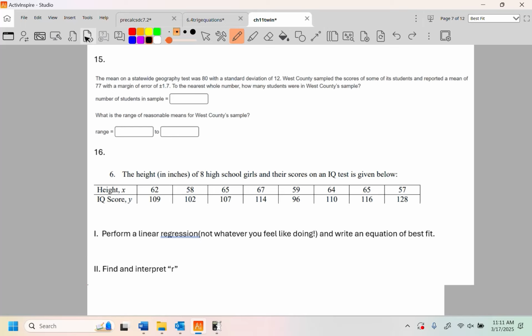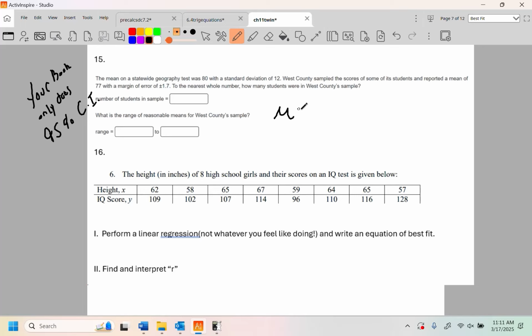The mean on a statewide geography test was 80 with a standard deviation of 12. West County sampled the scores of some of its students and reported a mean of 77 with a margin of error of 1.7, to the nearest whole number. How many students were in West County's sample? Now, they don't say what the level of confidence is, but your book, and this is from your book, only does 95% confidence intervals. That's all it does, 95% confidence intervals.